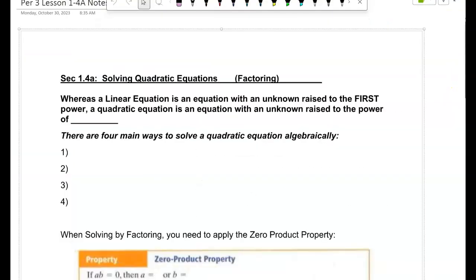My friends, we're doing 2 sections today, all right? But here's basically the highlight. We are solving quadratic equations.